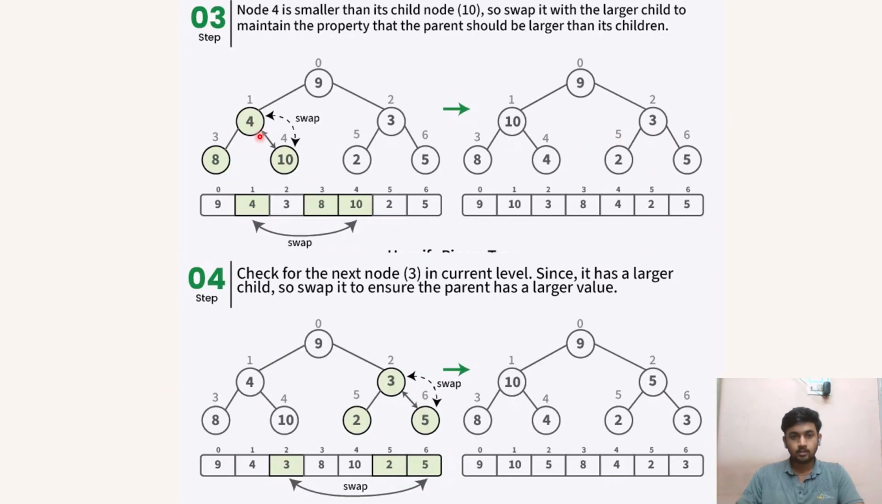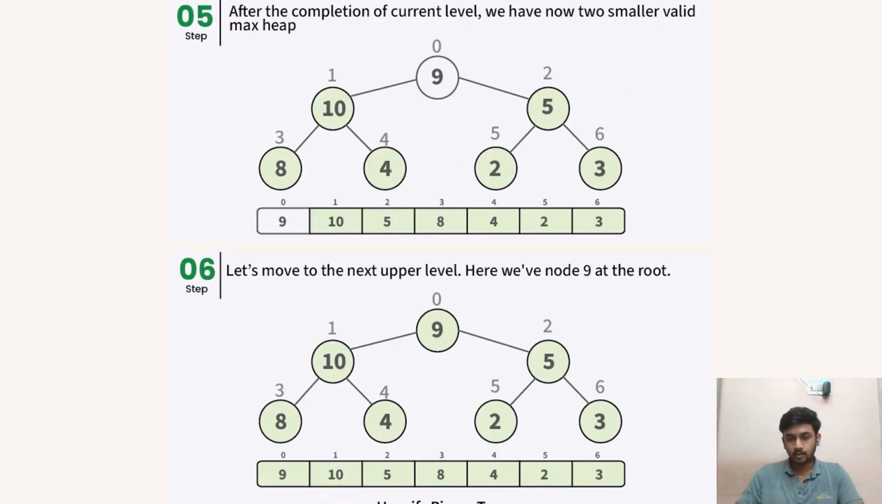Now next, check 4, 8, 10. 4 is lesser than 10, so swap 4 and 10. So 10 comes at index 1, whereas 4 goes at index 4. Now check the right child. 5 is greater than 3 and 3 is lesser than 5, so swap both the elements. 5 will be at second index and 3 will be at sixth index. After swapping those elements, we got two smaller valid max heaps, this one and this one.